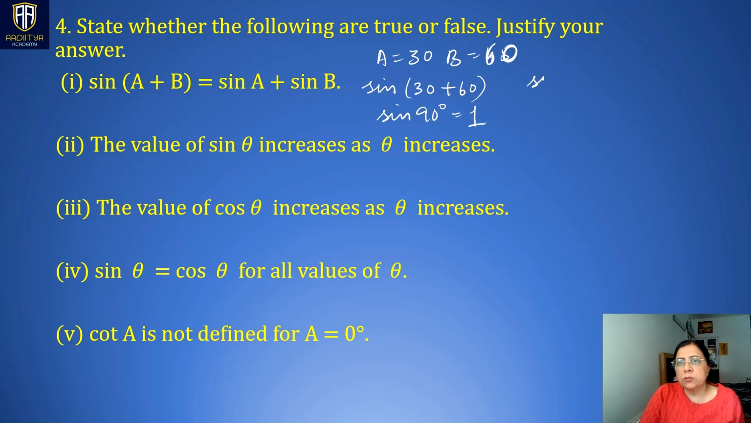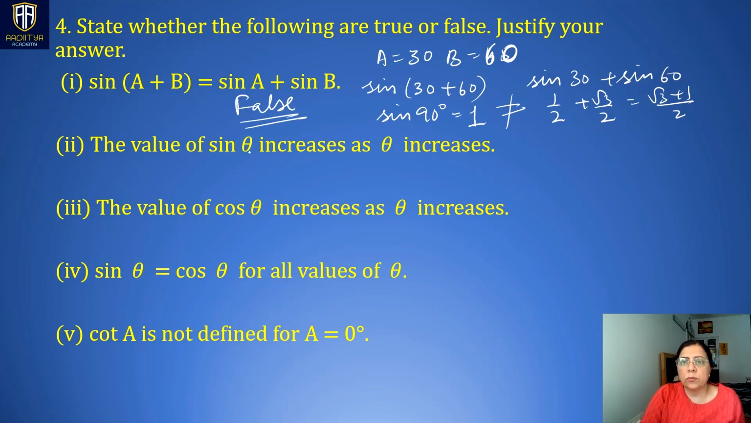Now what are the individual values of sine 30 added to sine 60? Sine 30 is half. Sine 60 is root 3 by 2. This is root 3 plus 1 by 2, which is not equal. So we can say this statement is false. First one is false. The next one is: the value of sine theta increases as theta increases.